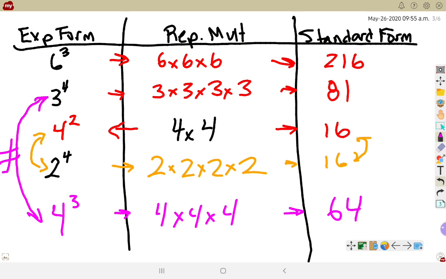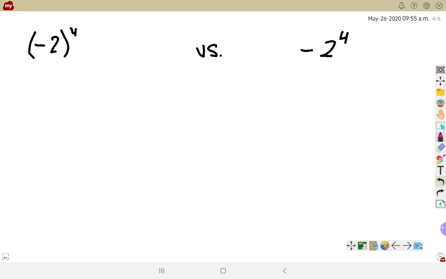All right, so what about negatives? I've got negative 2 with an exponent of 4, where the negative 2 is in brackets and the exponent is outside, as well as negative 2 with an exponent of 4, where I don't have any brackets anywhere.